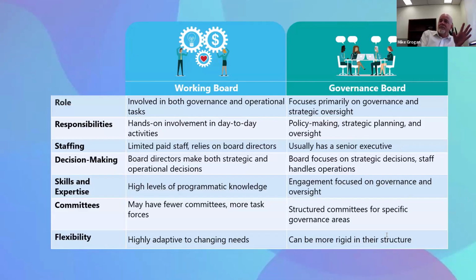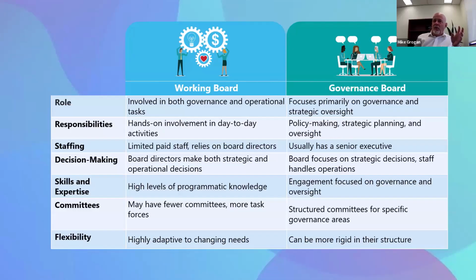Staffing: working boards may have administrative staff. So you can be a working board and have staff, but they're typically not a senior executive where authority has been given to run the entire organization. Whereas governance boards tend to do that. The board hires one employee, would be the language that comes out of governing boards, and they have the authority to run the organization with oversight. So decision-making boards are making both strategic and operational decisions, but in the working board, you're holding much more of those operational roles.